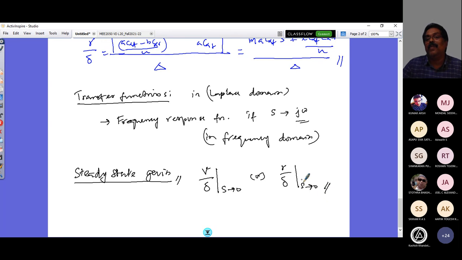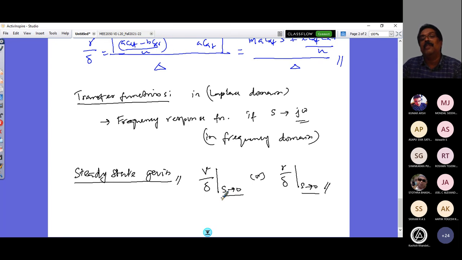So in the next class, we will take this transfer function and apply S tends to 0, and you'll get a steady state gain. You may wonder why S tends to 0. That comes from the initial value theorem and final value theorem in Laplace transform theory that you have studied. The final value theorem says that t tending to infinity in your time function has an equivalence in your Laplace domain, which is S tends to 0.